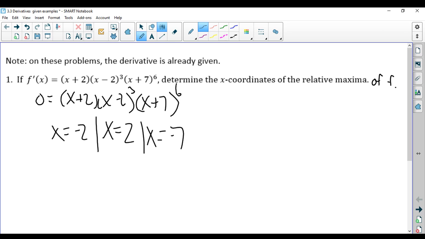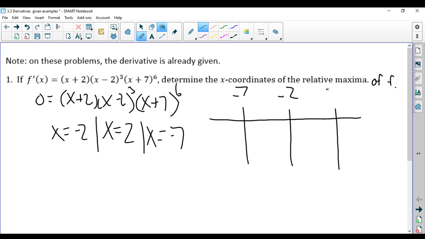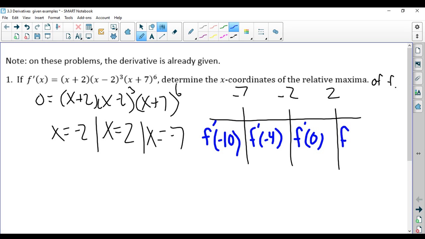And then we set up our chart. This chart should have the critical numbers in order: -7, -2, and 2. We're going to set up a test number in each interval to test the derivative at. So it can be any number in the interval. Your test numbers may be different than mine. It doesn't matter as long as they're in the interval.